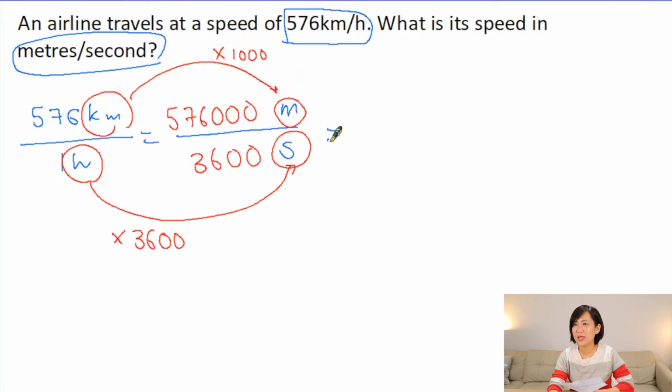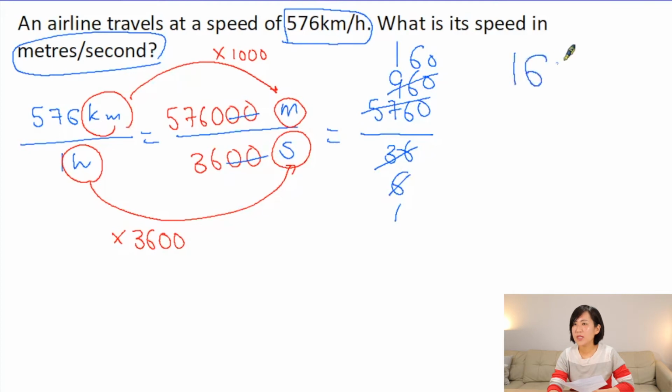So now this is the result. Now let's simplify it. You divide by 100, then you've got 5,760 over 36. Divide by 6 each, then again, and finally we've got 160 meters per second. That means it goes 160 meters every second.